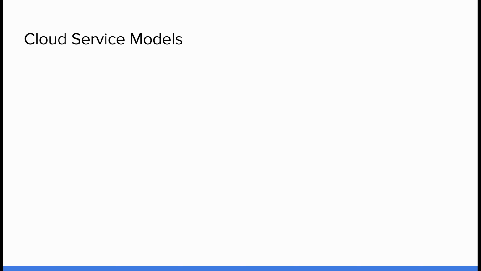Now let's talk a bit more specifically about what cloud services are. Let's take a look at the three main cloud service models: infrastructure as a service, or IaaS, platform as a service, or PaaS, and software as a service, or SaaS. These models differ in the level of abstraction they provide and the responsibilities that they take off your plate.